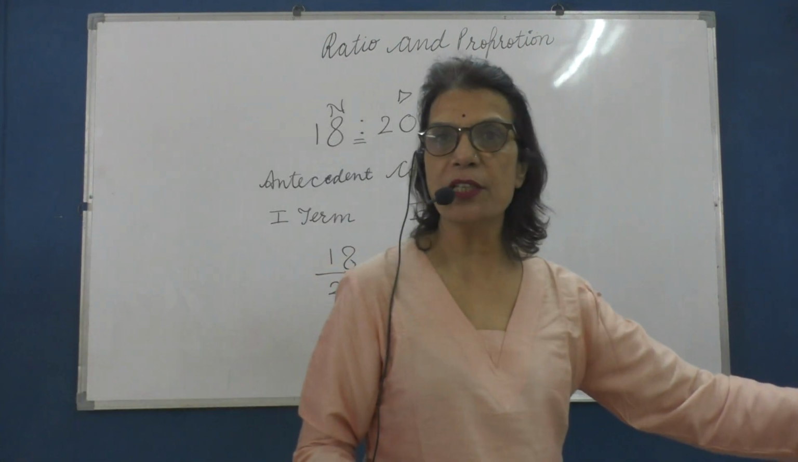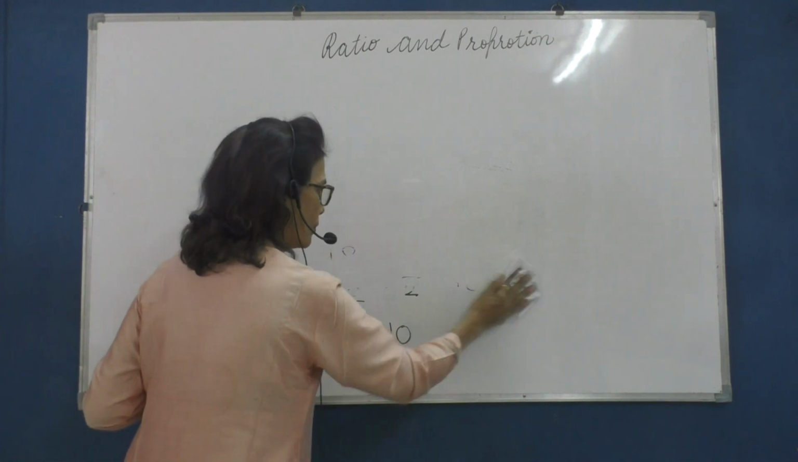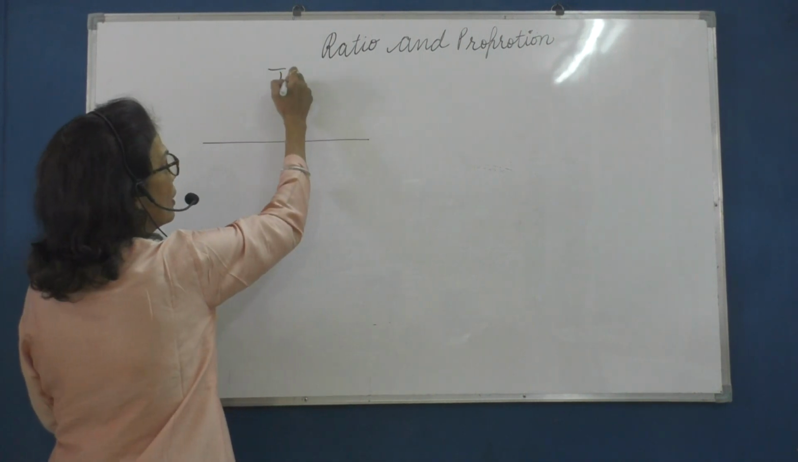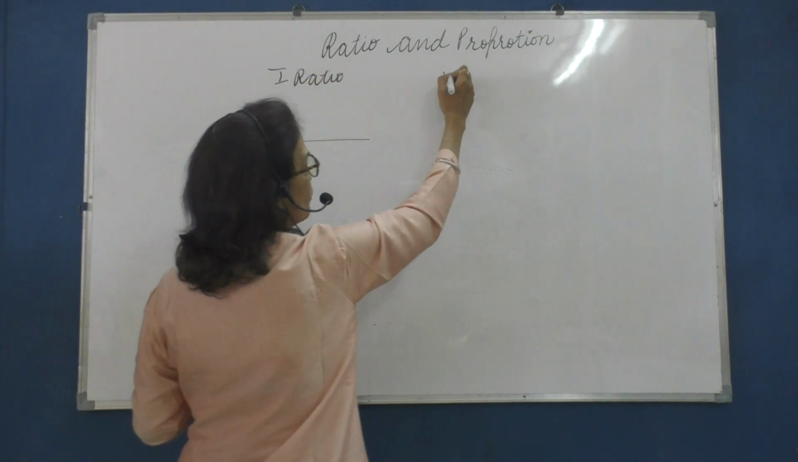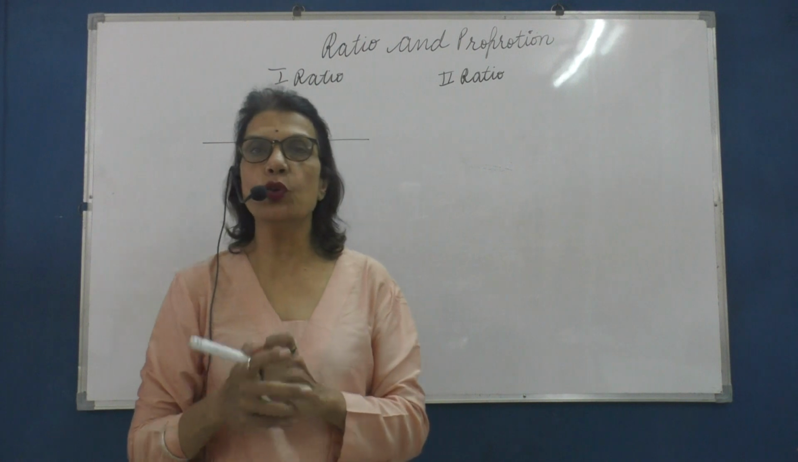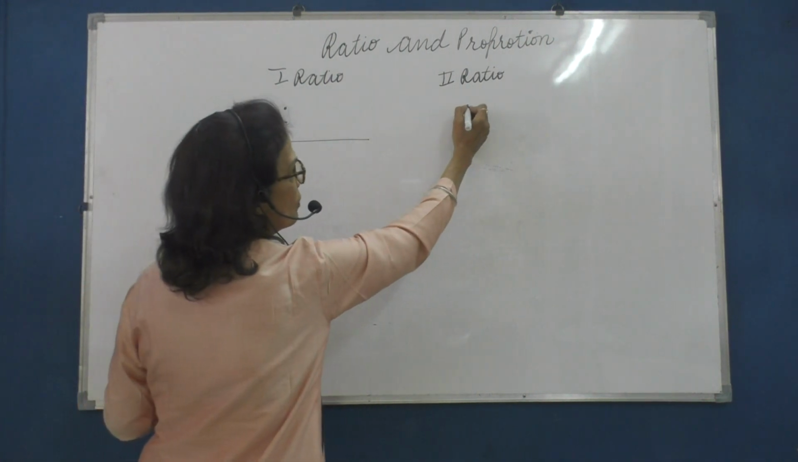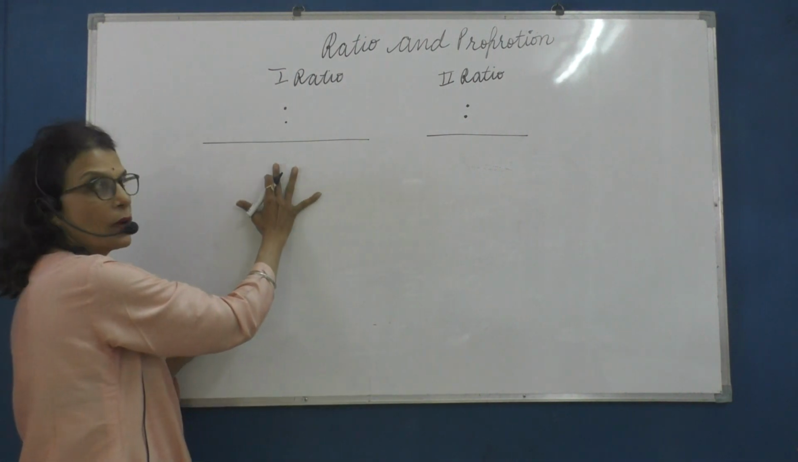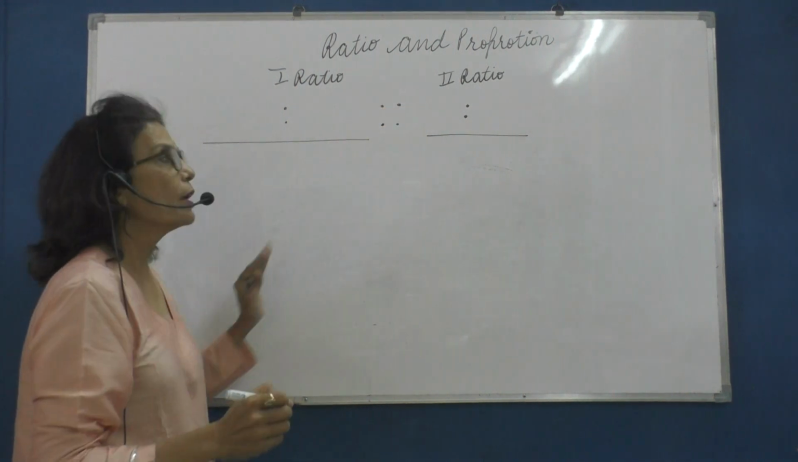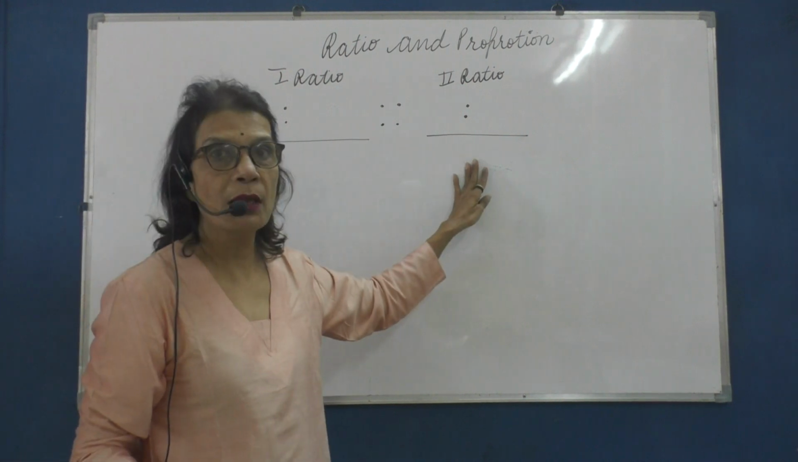Now I am going to explain the next topic, proportion. This one is my first ratio, and this one I am going to write as my second ratio. Why have I written first ratio and second ratio? When we are comparing two ratios, that is known as proportion. This one is the first ratio, this one is my second ratio. When the first ratio is equal to the second ratio, we say that they are in proportion, and for the symbol of proportion we make 4 dots. Proportion means the ratios should be equal.